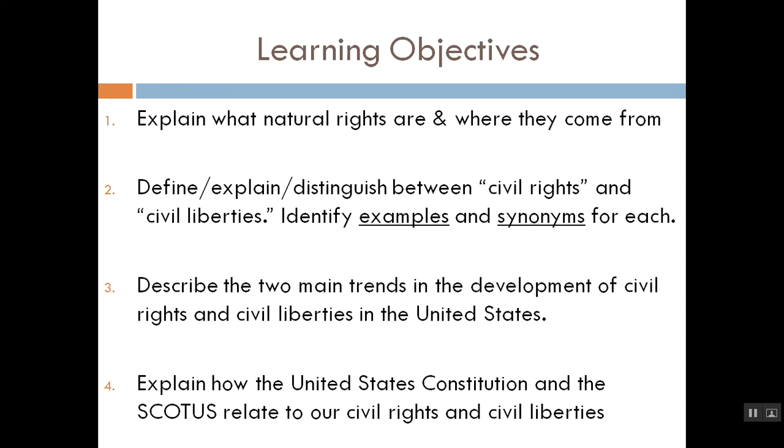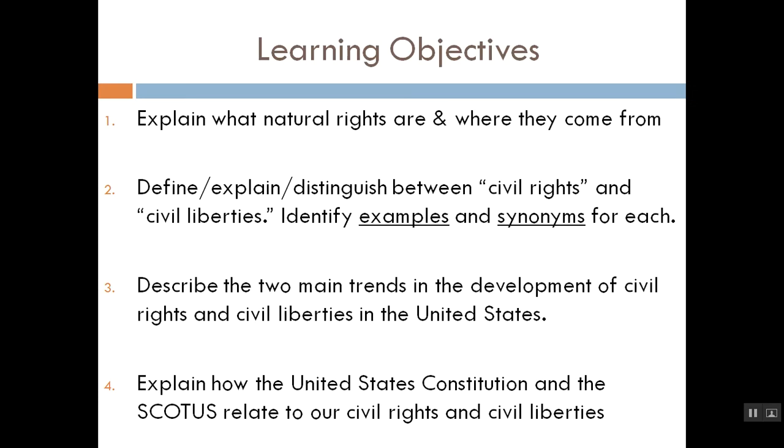The first learning objective for this video asks for you to explain what a natural right is and where natural rights come from. The second learning objective asks for you to define, explain, and distinguish between civil rights and civil liberties. You should be able to identify examples of each and to identify the synonyms associated with each of these terms. The third learning objective asks for you to describe the two main historical trends in the development of legal protections for civil rights and civil liberties here in the United States.